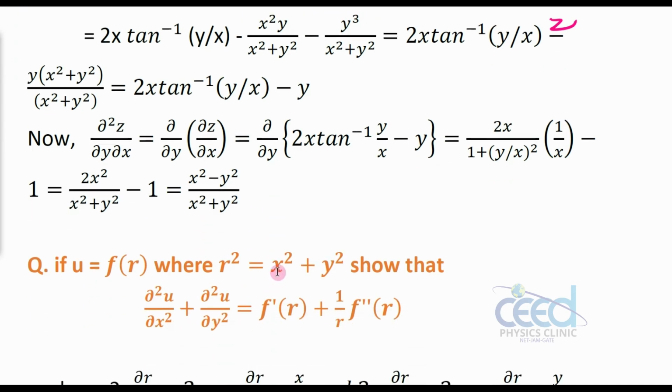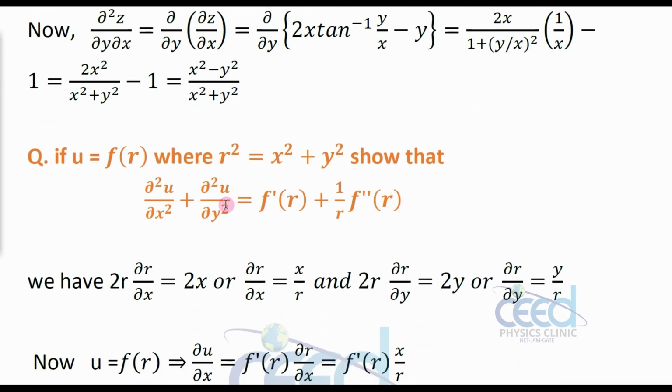Now let us have another question, that is, if u is equal to f of r, where r square equals x square plus y square, show that ∂²u/∂x² plus ∂²u/∂y² is equal to f double dash r plus 1 by r f dash r.